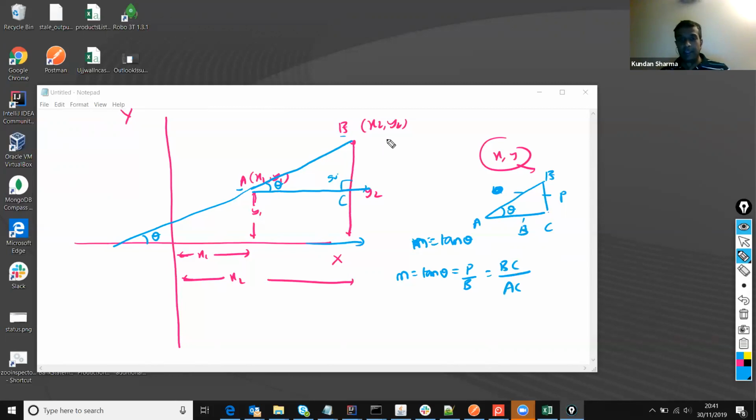Now what is BC? You know that this whole distance is y2 and this distance is y1. So this distance is going to be y2 minus y1, and this whole distance is x2 and this is x1.